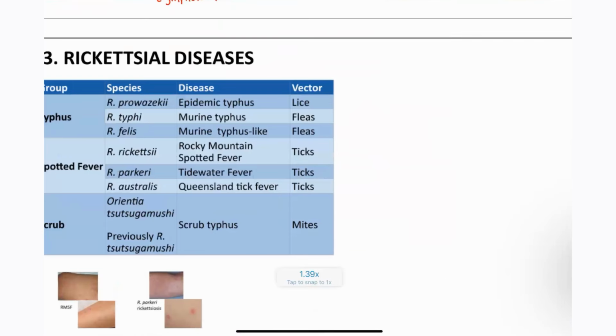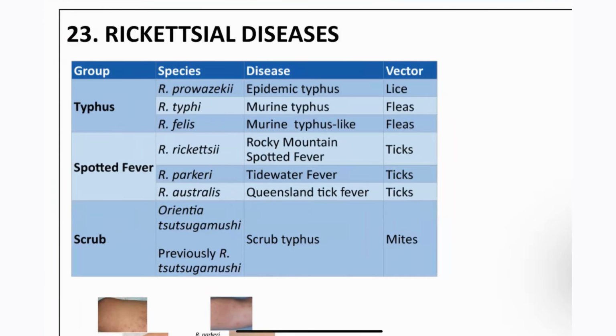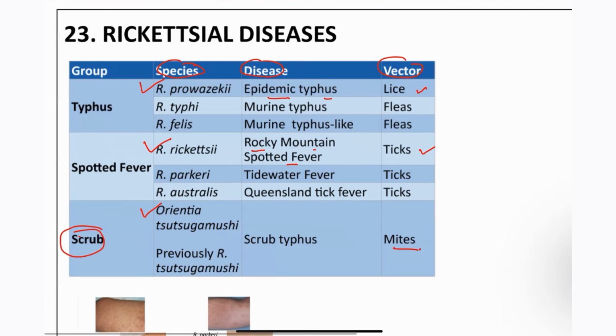Next, rickettsial diseases. What are the vector, disease, and species that you have to remember? Rickettsia prowazekii causes epidemic typhus due to lice. Next, Rickettsia rickettsii causes Rocky Mountain spotted fever due to ticks. Next, Orientia tsutsugamushi causes scrub typhus due to mites. Another one you have to remember, Q fever. Rickettsia australis is again due to ticks. Rickettsia typhi causes murine typhus due to fleas. At least remember these four.